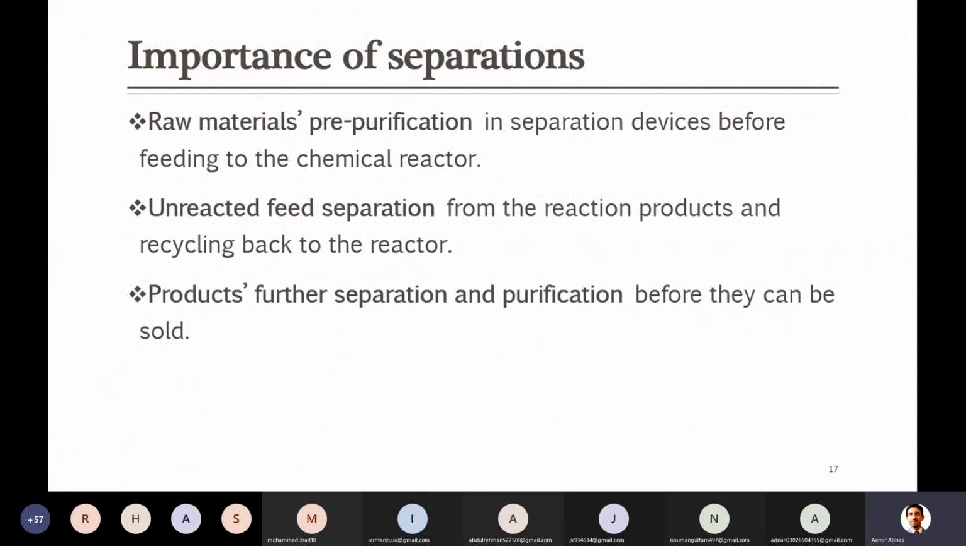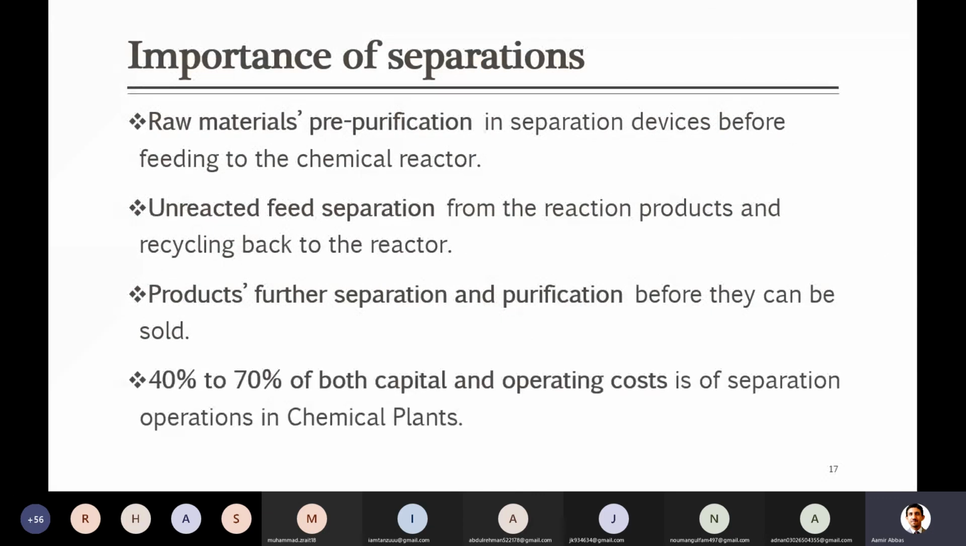Then there is product further separation and purification, in order to meet the purity, as well as sometimes to separate. For example, in some reactions you are producing two products and maybe both are of use, so you have to finally separate them. So that can be the reason as well. Generally, 40 to 70% of both capital and operating cost of a chemical plant is of separation operations. So from here you can observe that this is a big part of any chemical plant. If we take an average, for example, we can say 50% is used only for separations in terms of equipment and then their operation.